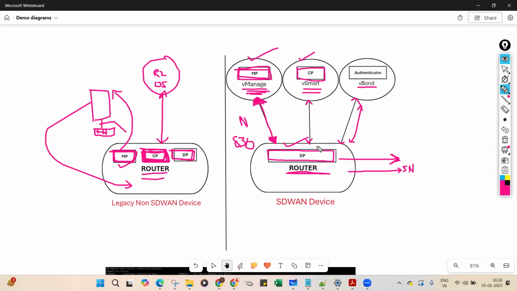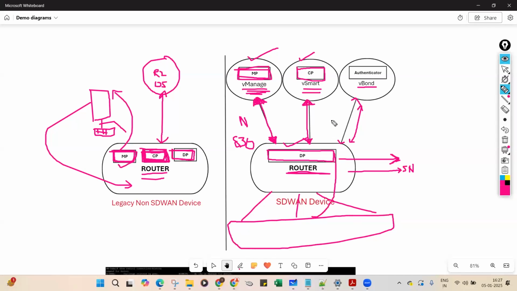Once this is done, the router will authenticate itself with the vSmart. And once the authentication is completed, it will form a DTLS tunnel with the vSmart as well. After the authentication, there will be some LAN or service segments behind the router. It will share all those service segments with the vSmart controller.